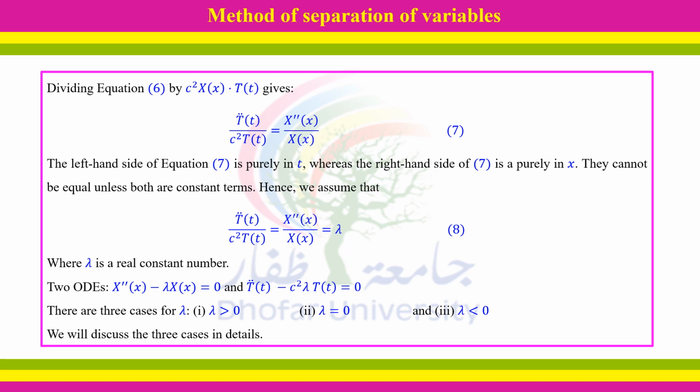And that means the method of separation of variables transforms the wave equation into two ODEs. And actually here we have three cases for the parameter lambda. Lambda could be bigger than 0, or it can be 0 or less than 0. So in the next slides we are going to discuss these three cases.